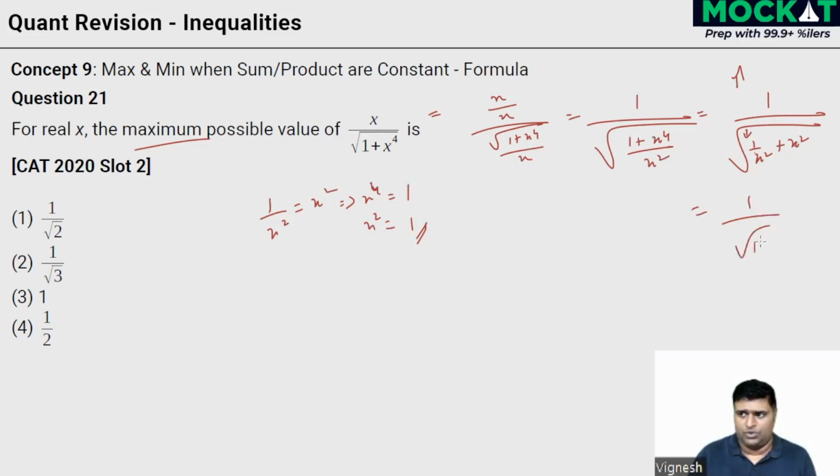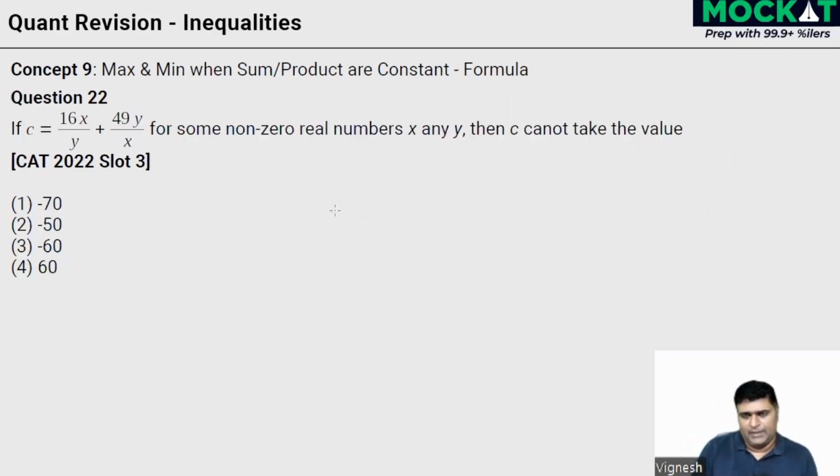1 by root of 1 plus 1, which is 1 by root 2. 1 by root 2 over here is the maximum possible value of this function, right? So that's question number 21. Moving to the next question. What do we have here?